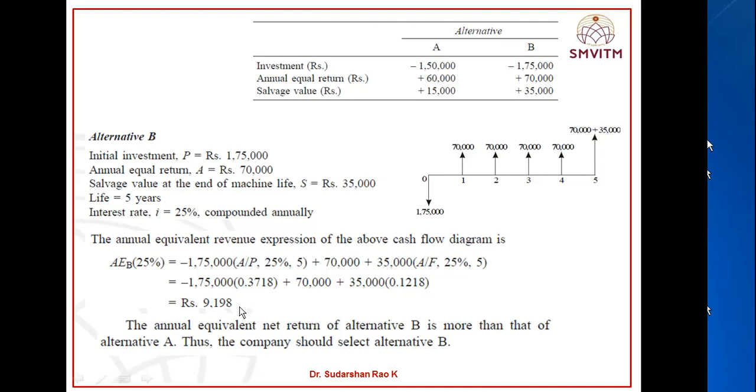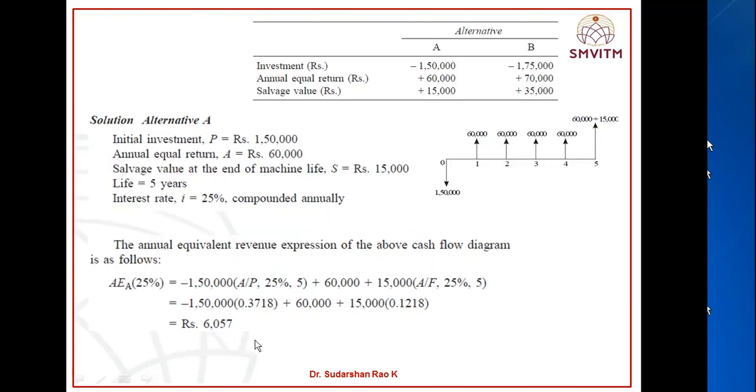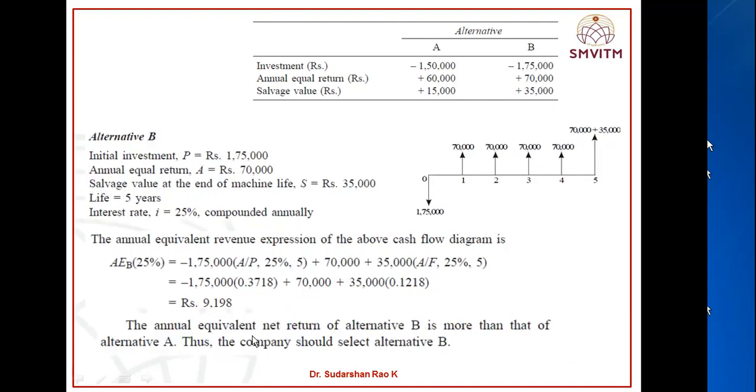The annual equivalent return of alternative B is more than that of alternative A. Therefore the company should select alternative B, with 9,198, whereas alternative A has 6,057. The annual return of 9,198 is more compared to A. Therefore B is preferred. This is an annual worth comparison, just like a present worth comparison, of two or more alternatives.